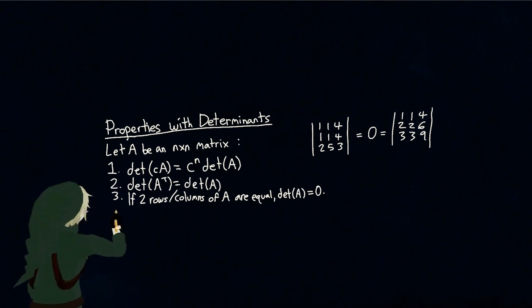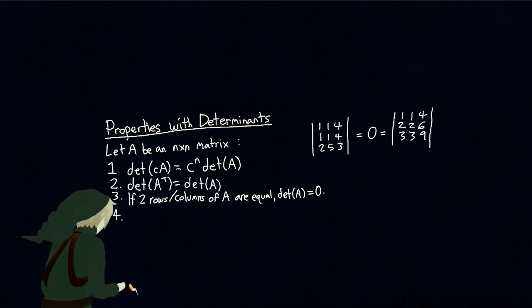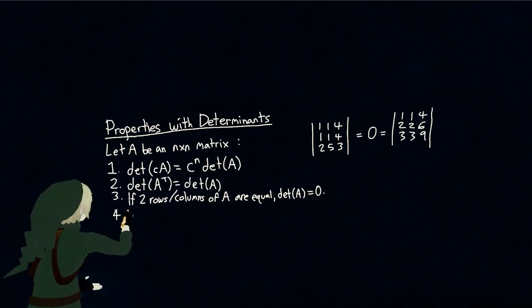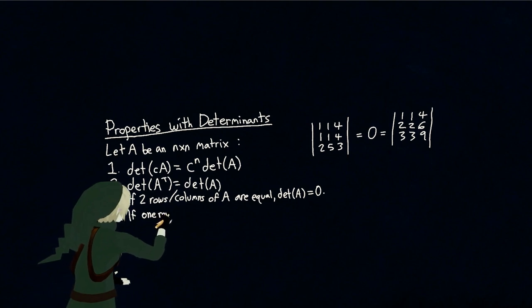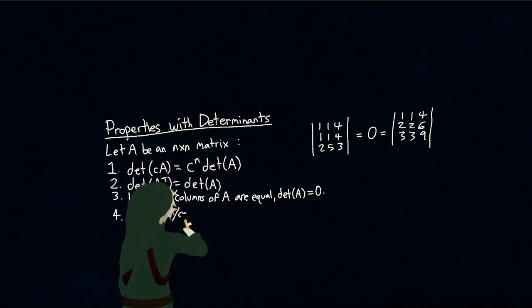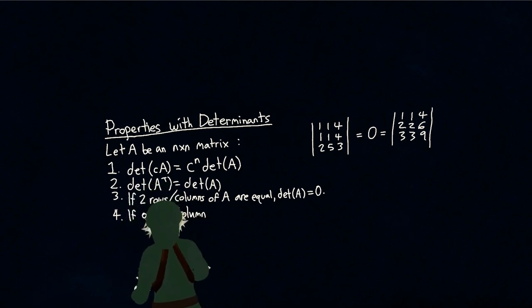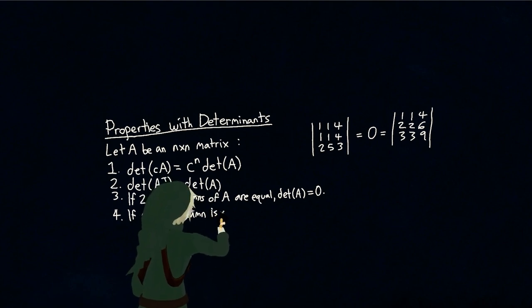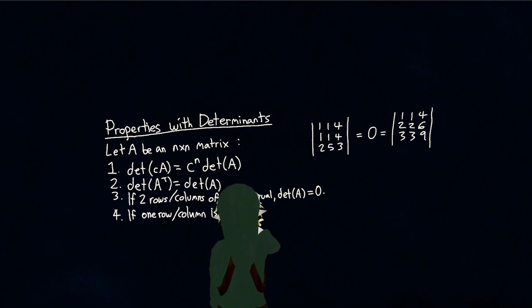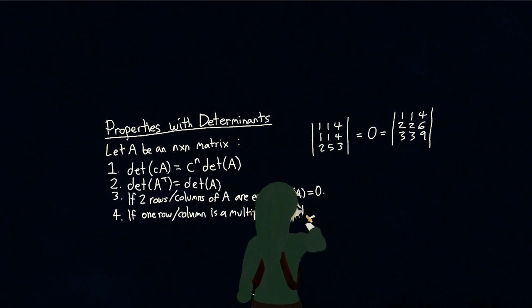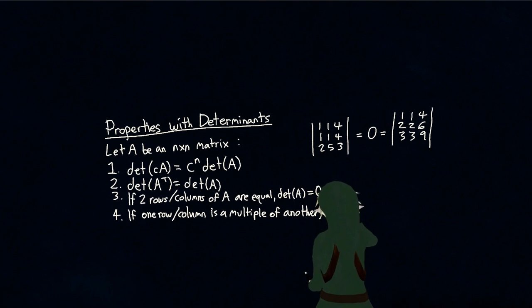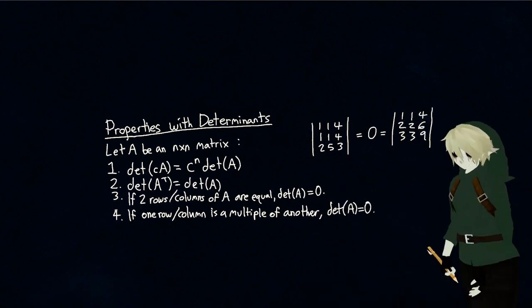Is equal to 0. Okay. Number 4. Now, if one row/column is a multiple of another, the determinant is equal to 0. Okay.